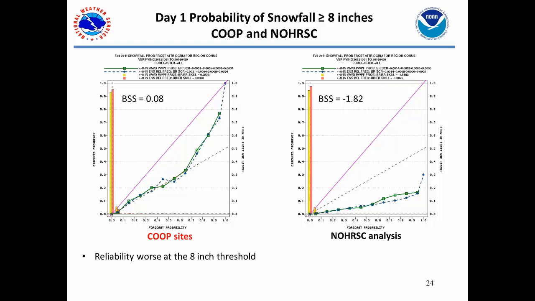On the next slide here, this verification is again for the day one probability of snowfall, this time exceeding 8 inches. The figure on the left is verifying our forecast relative to the co-op sites, while the figure on the right is verifying our forecast relative to the NOHRSC analysis. You can note that our reliability is worse at the higher threshold because it is a more challenging forecast. However, compared to co-op sites, our Brier score is still positive, but again, you see the same discrepancy in verification at co-op sites versus the NOHRSC analysis.